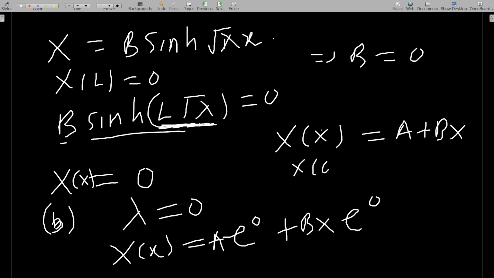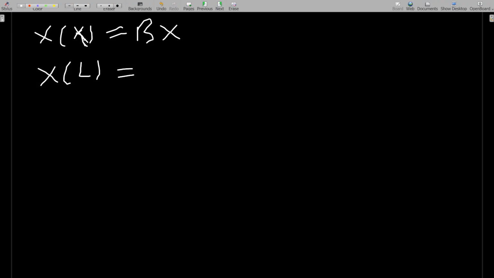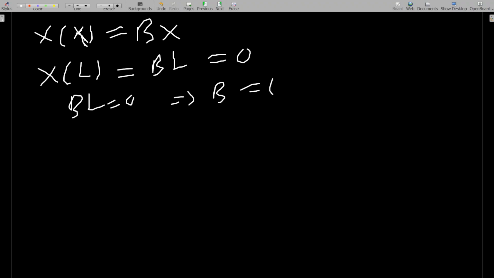Now with this, you are saying x of 0 is equal to 0, which implies that a plus 0, because x will be 0 here, should be equal to 0, and a will be equal to 0. So with the second case, a is 0, then it means x of x is equal to bx. Again, x of L is equal to b times L, and this is equal to 0. That is from the condition. So bL is equal to 0 implies that b is equal to 0. That one too is giving us what? The trivial solution. So you know where we are getting to.